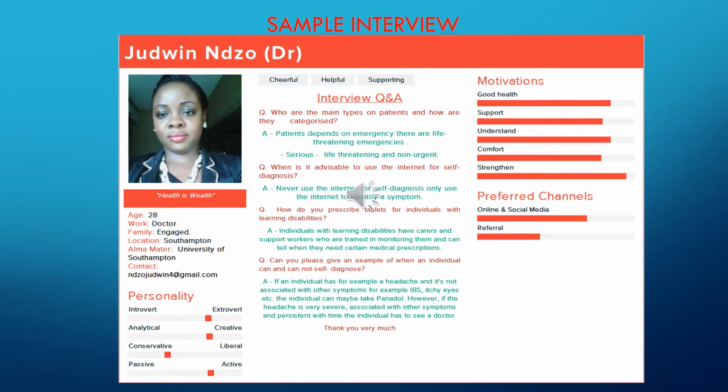Then the next question I asked was, how do you prescribe tablets to individuals with learning disabilities? For example, let's say a user with a learning disability wants to use our application, so how is it possible to do that? Well, she said these individuals have carers and support workers that look after them, so they make sure that if the individual has an issue, they monitor that so they could get a tablet or prescription from the hospital.